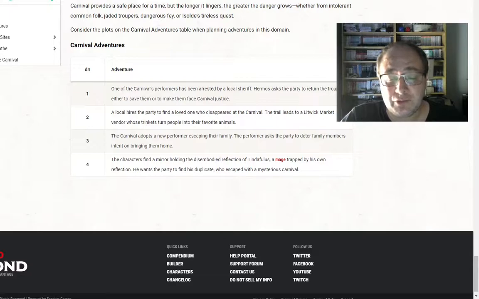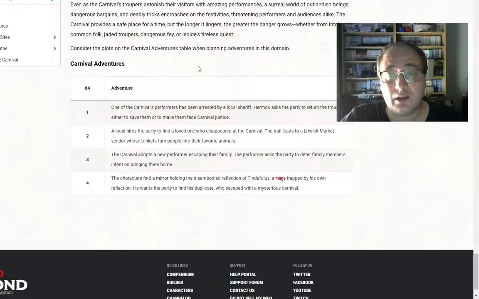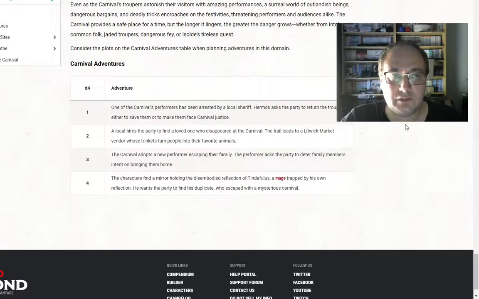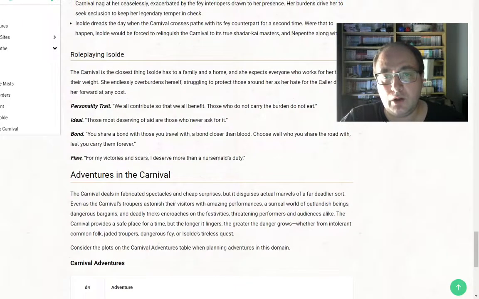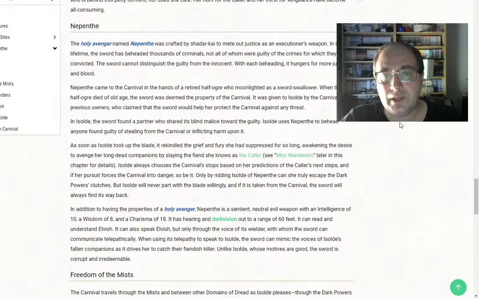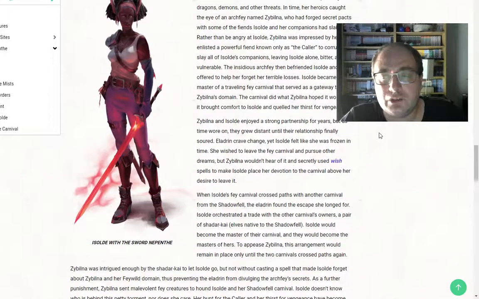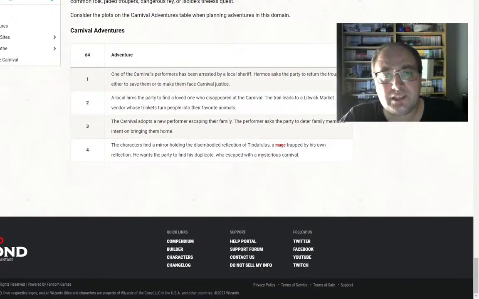Also, the GM tools in this domain are really lacking. This is what you're getting, right? Compare this to the previous domains we just looked at. Wow, a d4, 4 ideas for Carnival adventures. I could come up with a dozen more Carnival adventure ideas right now. Why not shorten Nepenthe's backstory and Isolde's backstory a bit, especially since they're probably not going to be all that important to your players, and expand on GM tools.